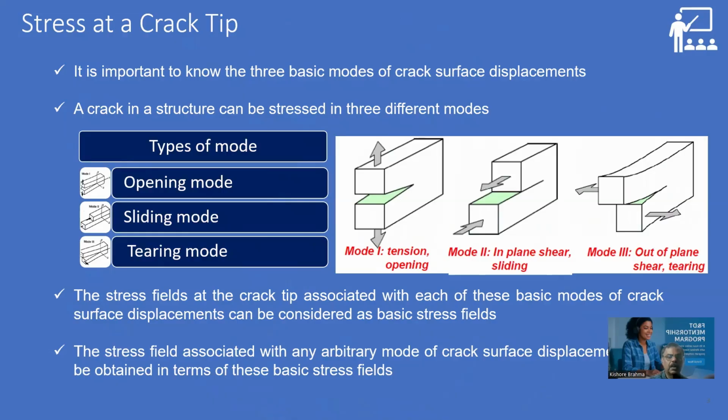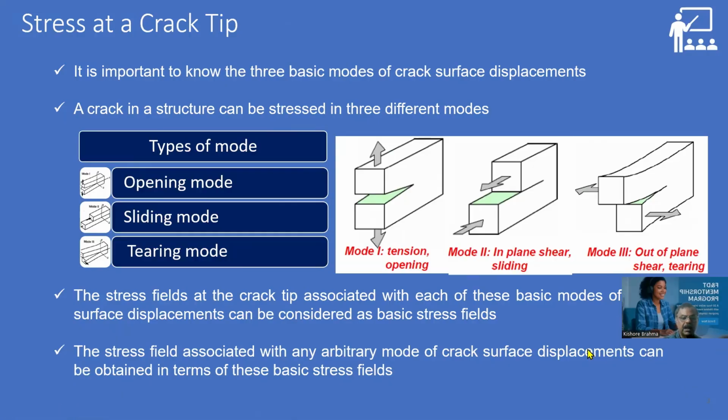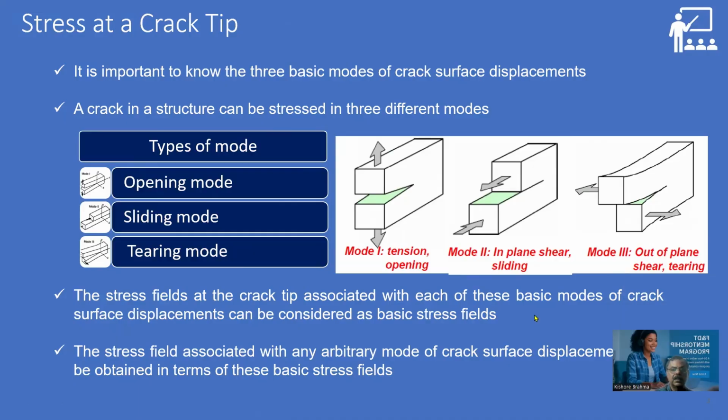Before studying how to characterize the crack, let us consider three basic modes of crack surface displacement that a structure undergoes under loading. A crack in a structure can be stressed in three different modes. It is called opening mode, sliding mode, or tearing mode. The stress field at the crack tip associated with each of these basic modes of crack surface displacement can be considered as basic stress fields. And the stress field associated with any arbitrary mode of crack displacement can be obtained in terms of these basic stress fields.